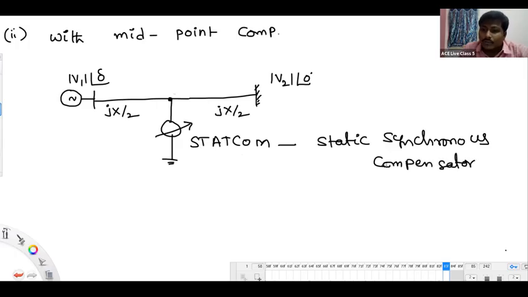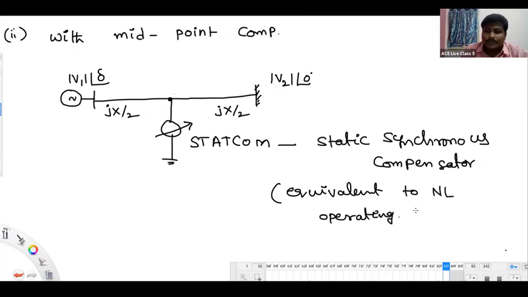See, it is equivalent to a synchronous machine or synchronous motor. It is an equivalent of a synchronous motor operating under no load condition. How do you represent the synchronous motor in the equivalent circuit? Voltage source in series with the reactance, right? In a similar manner, we can represent this STATCOM also in the equivalent circuit, right? It's equivalent to a no load operating synchronous motor.